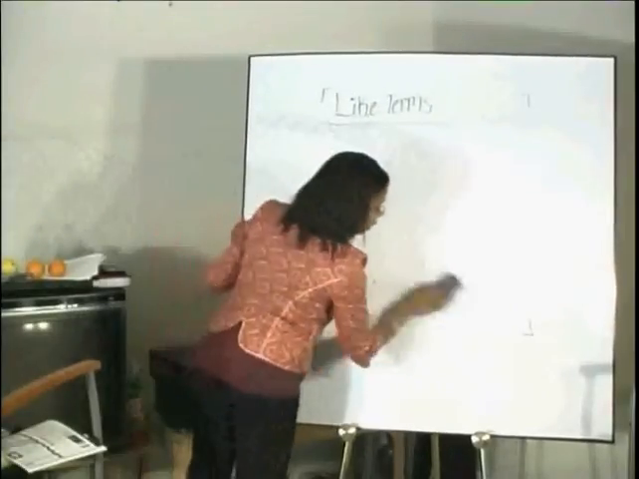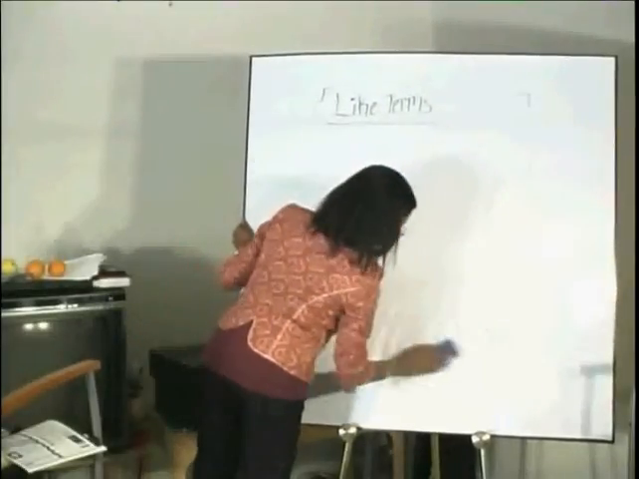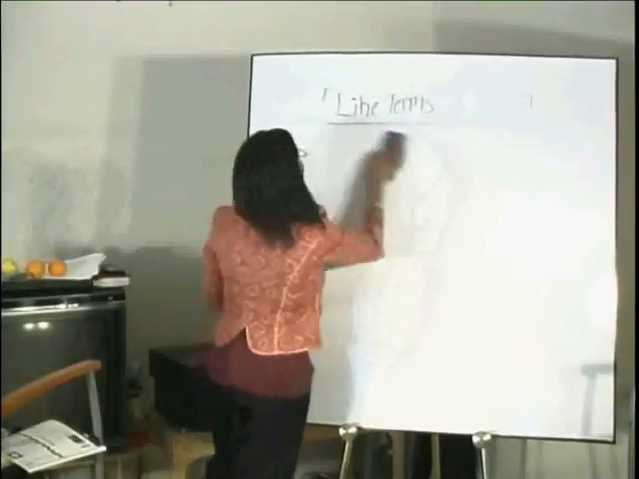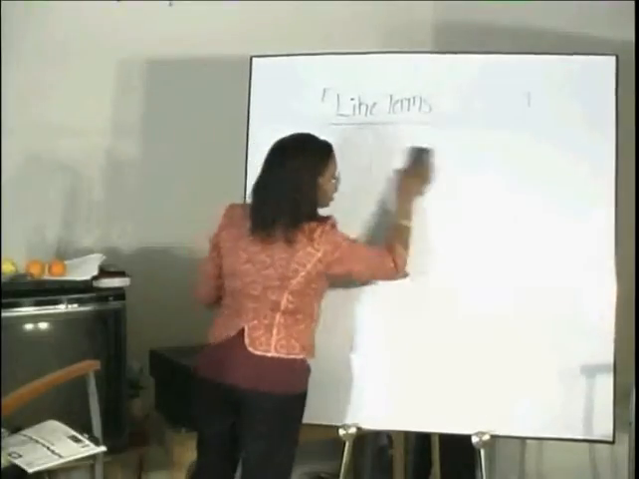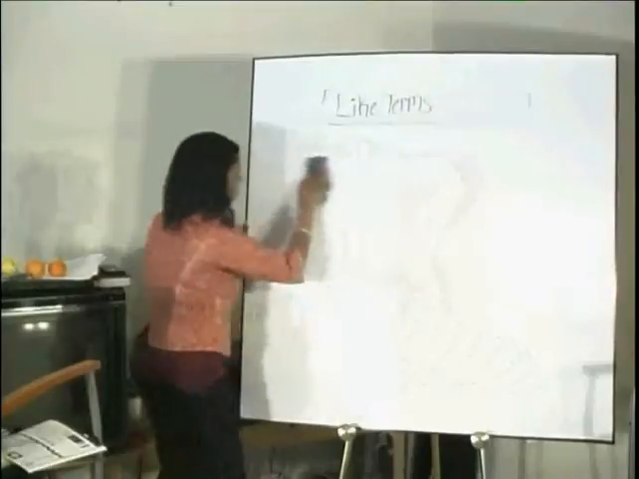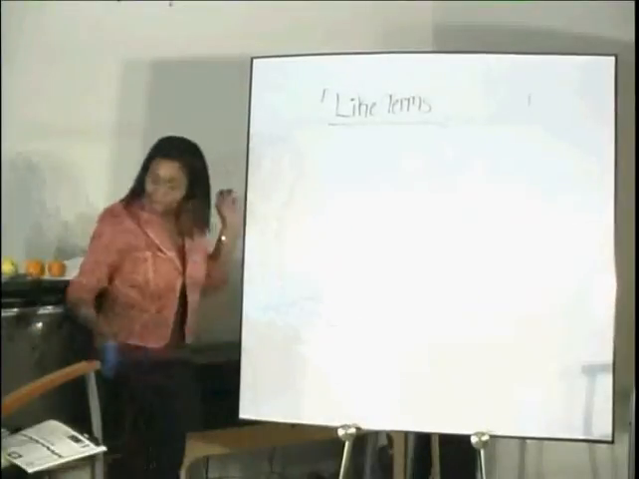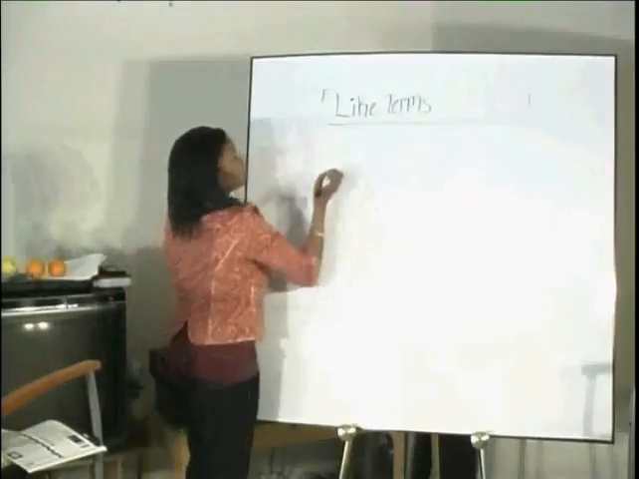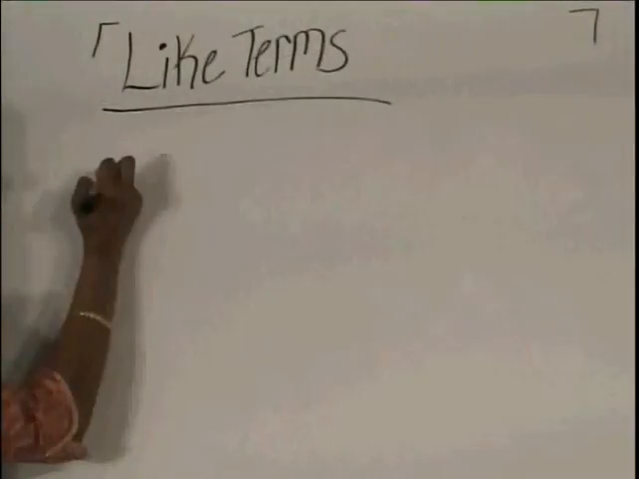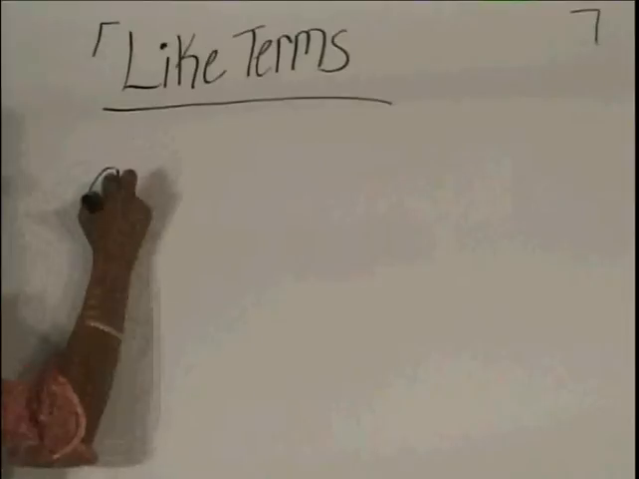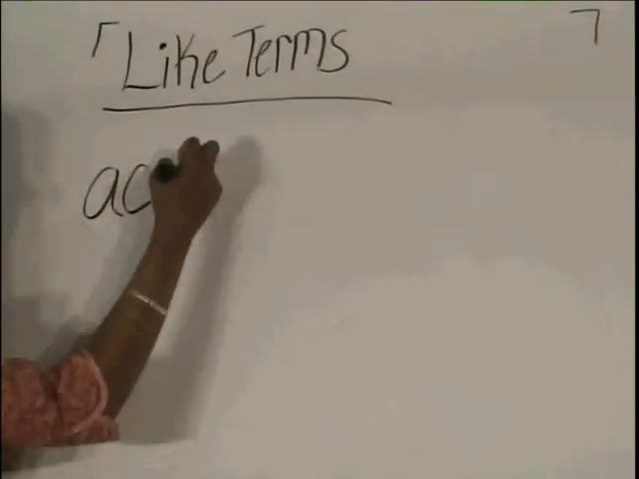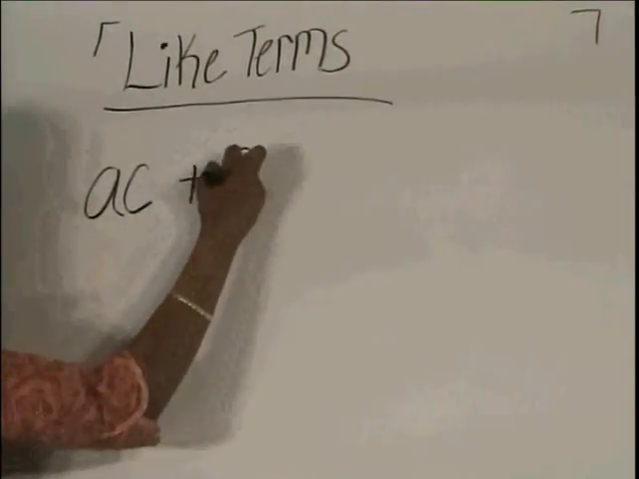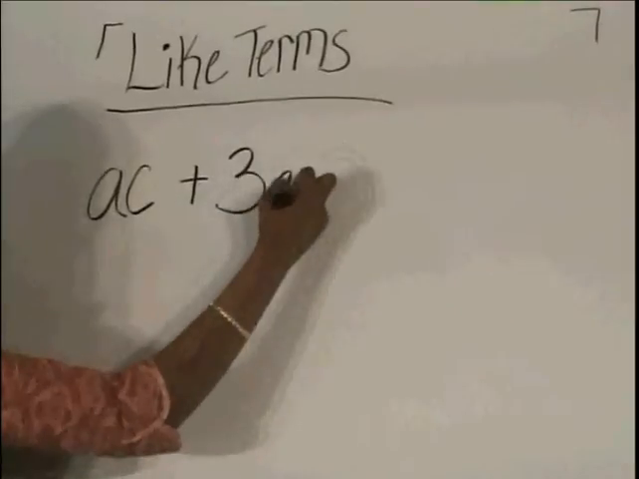She told me that the numbers are like terms, and she said that as long as the letters are the same, I can add and subtract them, no matter how many letters there are. But say you have something like this. Let's use the letters A and C. Say you have something like this: AC plus 3AC.